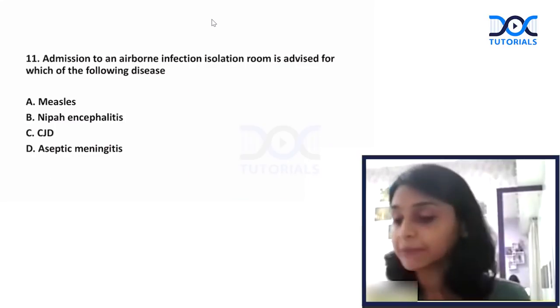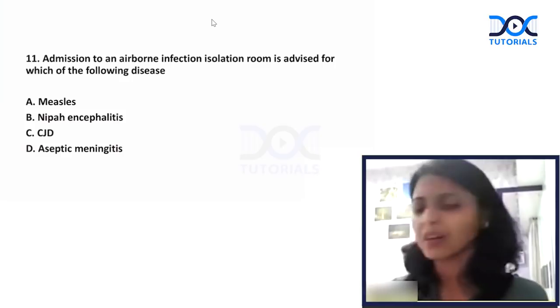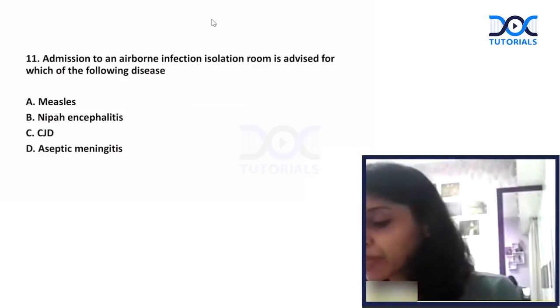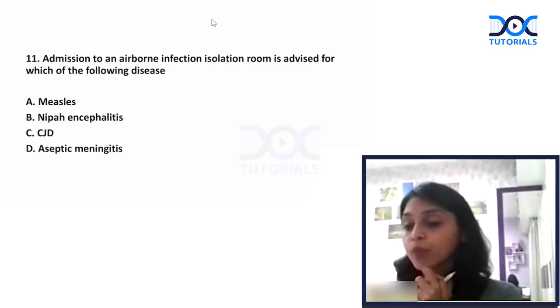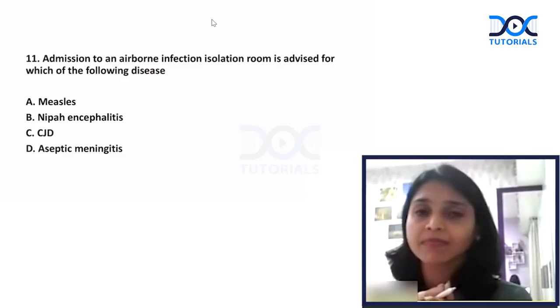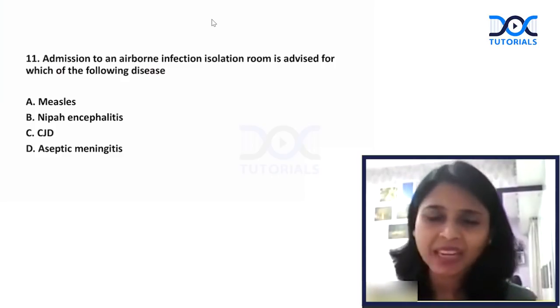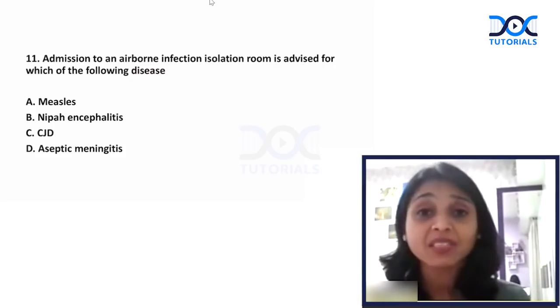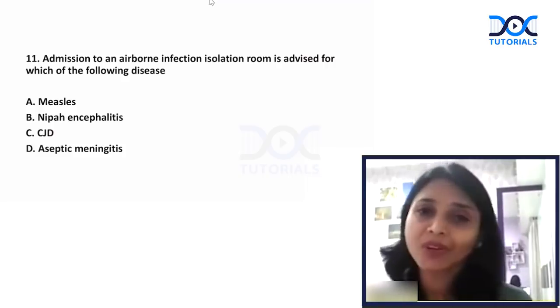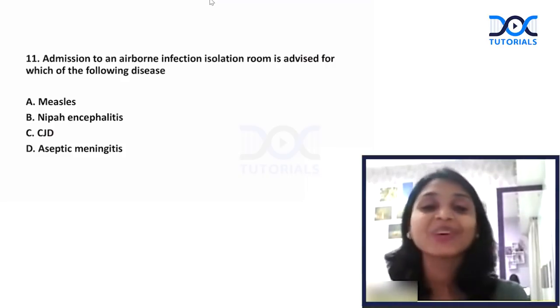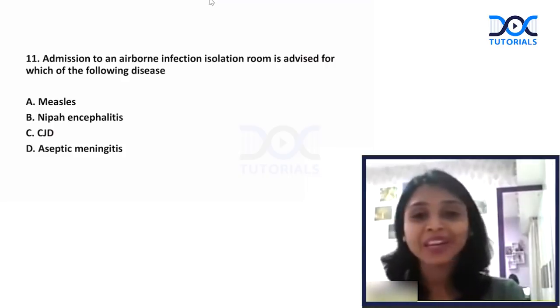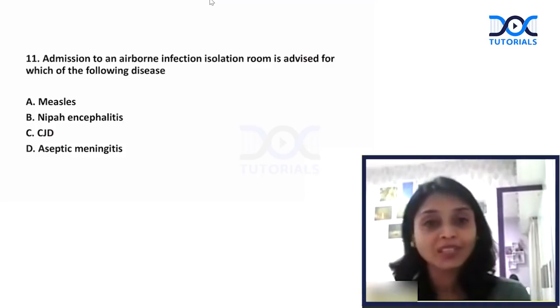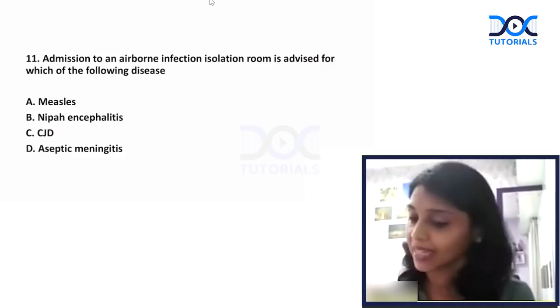So we are done with 10. Admission to airborne, there's nothing much to discuss here. Admission to an airborne infection isolation room is advised for which of the following diseases? You can tell me, fatafat. Which among these is airborne? That is the question. So simple. However you try, you can't get this question wrong. Which one is airborne? It is measles, right?